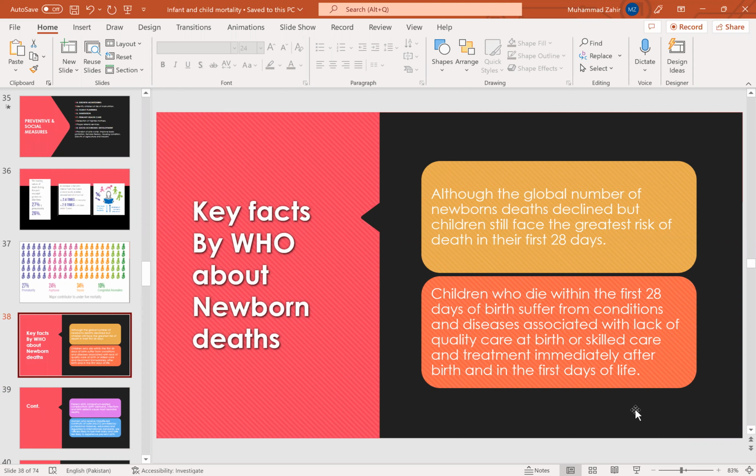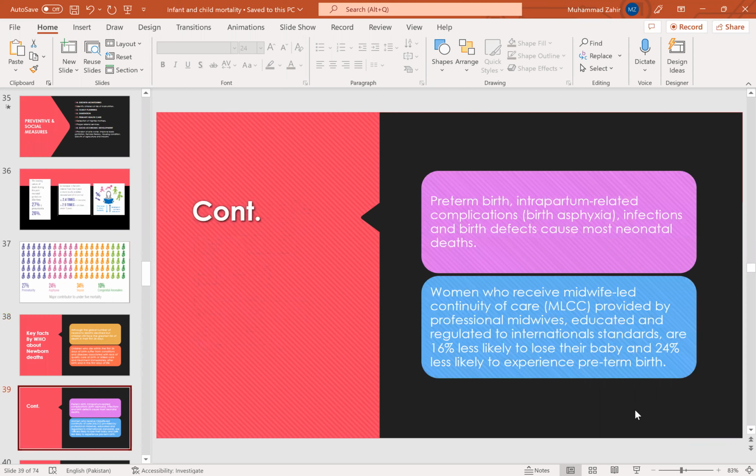Children who die within the first 28 days of birth suffer from conditions and diseases associated with the lack of quality care at birth, or skilled care and treatment immediately after birth and in the first few days of life. Preterm birth, intrapartum related complications including birth asphyxia, infections, and birth defects cause most neonatal deaths. Women who receive midwife-led continuity of care, provided by professional midwives educated and regulated to international standards, are 16% less likely to lose their baby and 24% less likely to experience preterm birth, and it is a huge number.